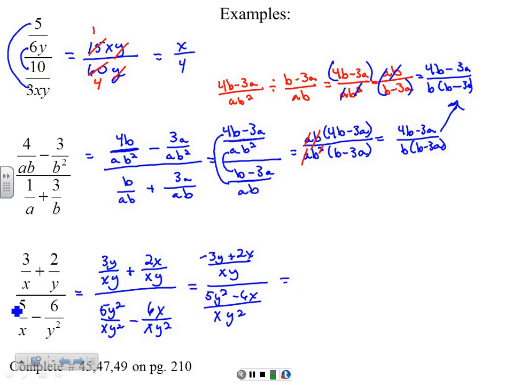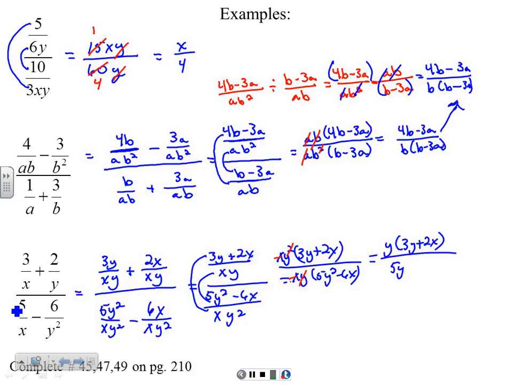And then if we do skin over guts, we're going to have 3y plus 2x times xy squared. It doesn't matter how you write it. And then guts is going to be xy times 5y squared minus 6x. And then what would reduce will be the x's and one of these y's. And then of course those groups are nothing alike, so we can't reduce those. So we're going to have y times 3y plus 2x over 5y squared minus 6x. And we're just going to leave it like that.